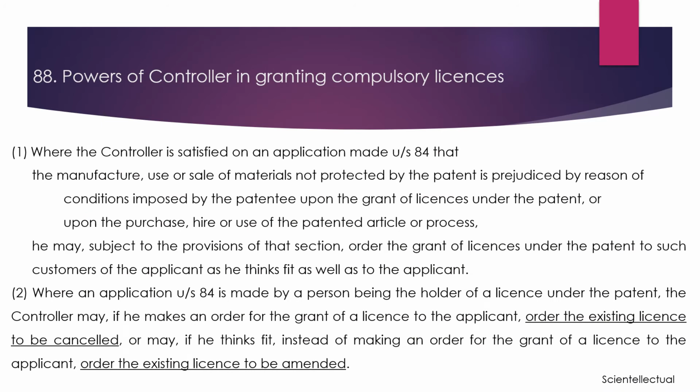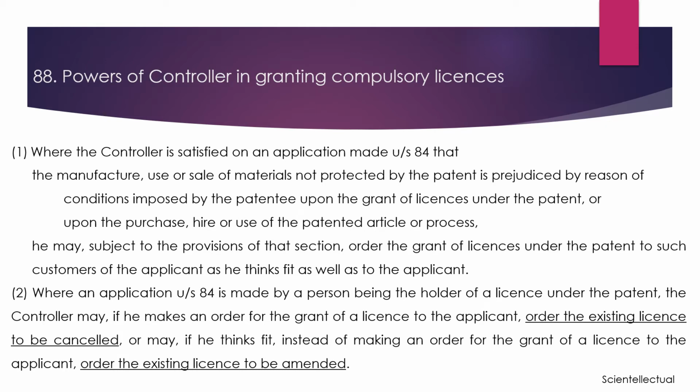Section 88. Power of controller in granting compulsory licenses. Subsection 1. Say an application is made under Section 84, that is, an application for compulsory license. Now the controller, if he finds that the manufacture, use or sale of materials not protected by the patent is prejudiced by reason of conditions imposed by the patentee upon grant of a license under the patent, or upon the purchase, hire or use of the patented article or process, he may, subject to the provisions, order grant of a license under the patent to such customer of the applicant or to the applicant.